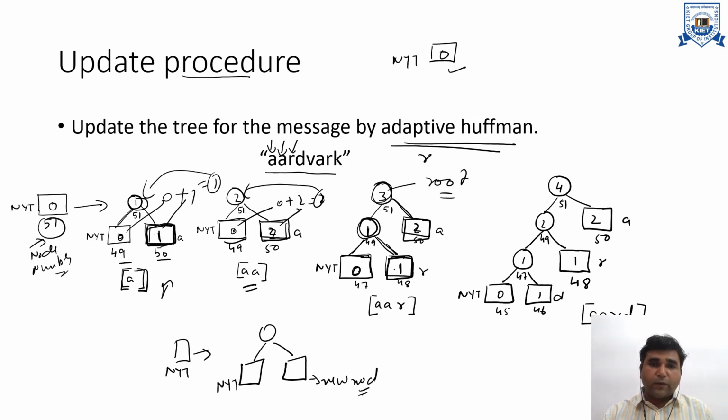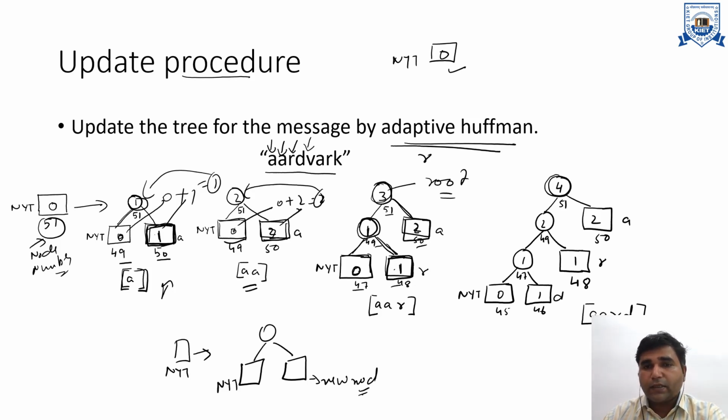Now the node numbers start from 51, then 50, then 49, then 48, 47, and so on, as per the symbols encountered in the tree. Now come to the next symbol, that is D. For the symbol D, we just follow the same process.